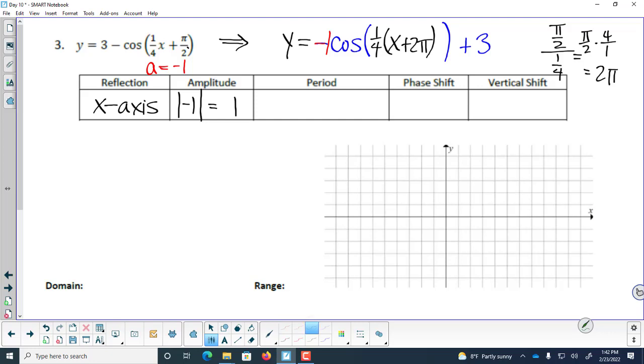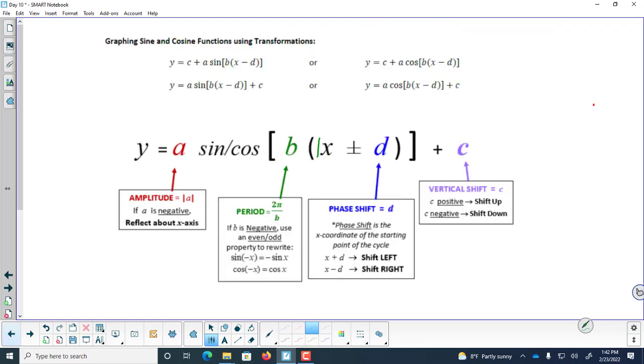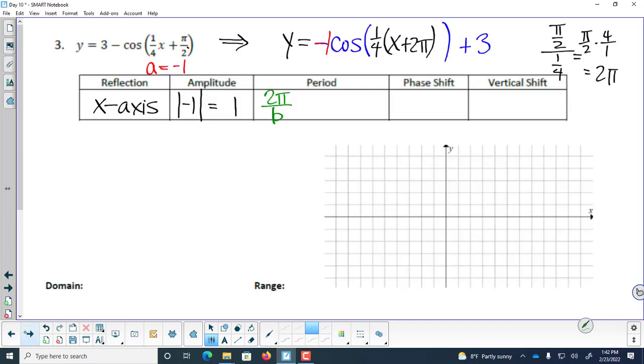The period, how do we find the period? What's the formula? 2 pi over B. So, in my equation, what is B? 1/4. If you need to look, remember this page? This is your friend. It has all the good stuff on it, if you're stuck. Basically, whatever x was multiplied by, if you factored it out, that's your B. So our B is 1/4, right?